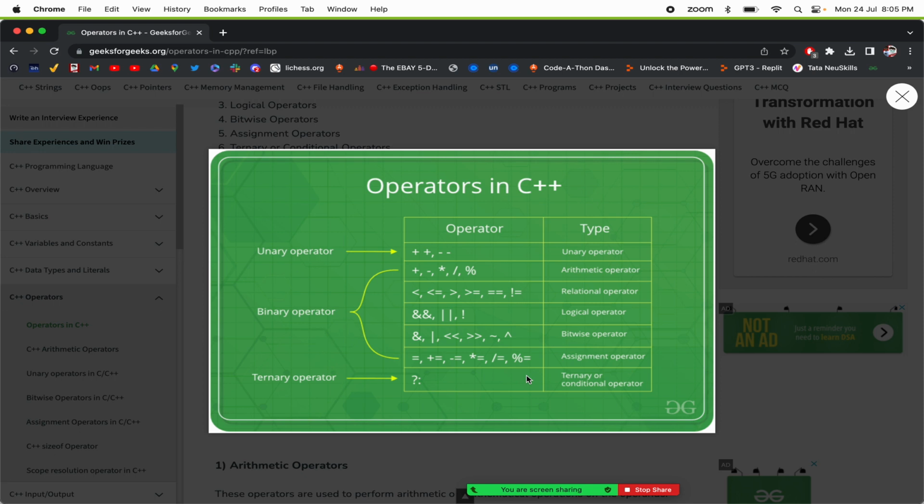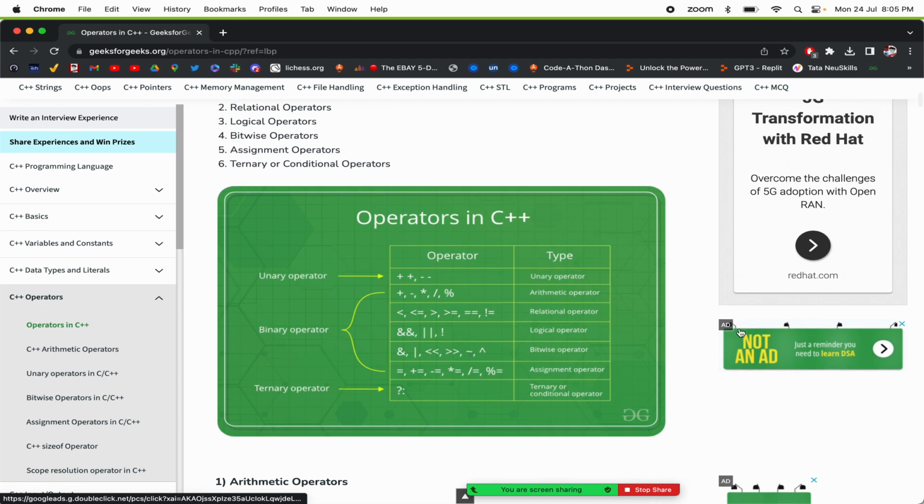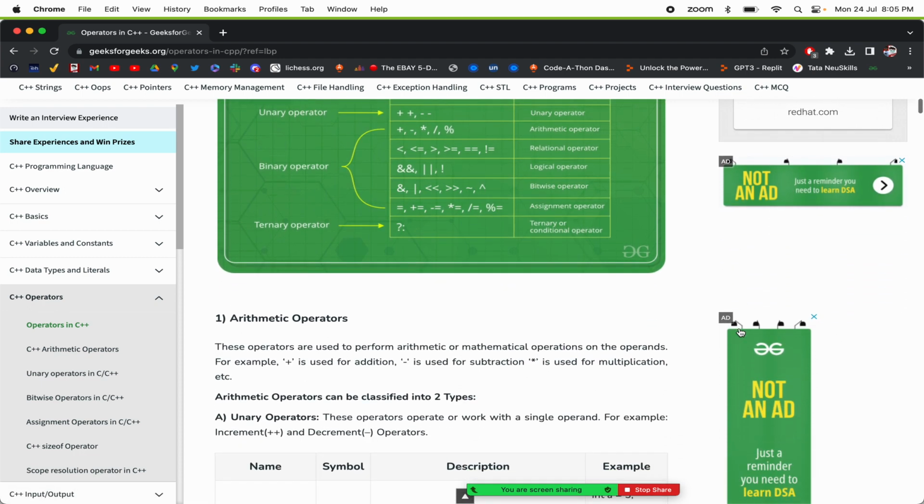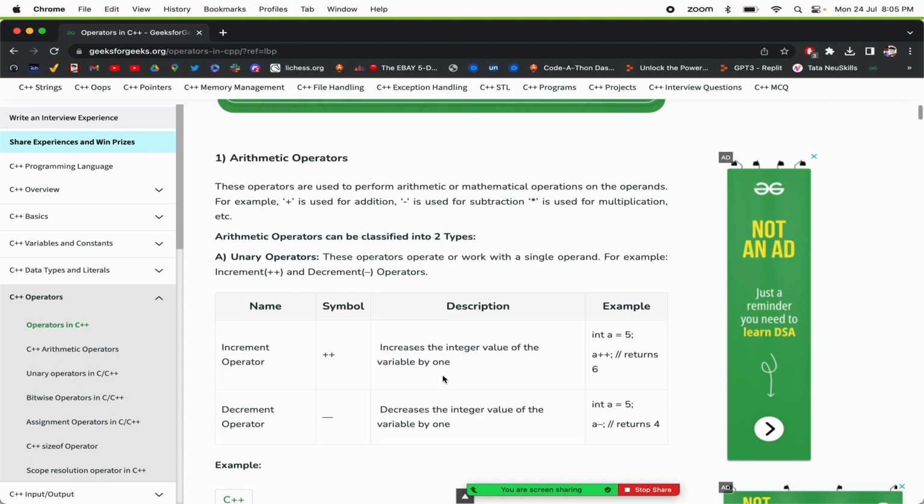And then we have the ternary or the conditional operator. This is the ternary operator that we saw previously also, which is a kind of shorthand if-else statement. If something happens, then the code after the question mark will be executed, else the code after the colon will be executed. So here was a simple table on operators. Now we are going to see all of these operators a bit briefly.